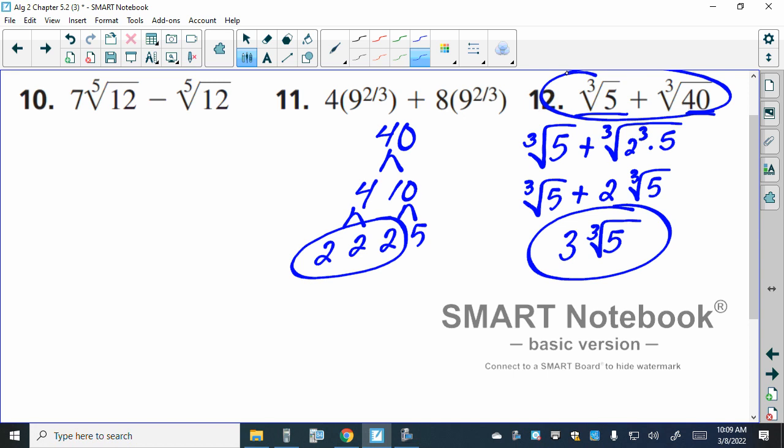Any questions on this here? And with a problem like this, if they didn't turn it into a decimal, we know that we'll have to have a cubed root of 5, because that doesn't simplify any further without turning it into a decimal. So any answer that did not have a cubed root of 5 would not be the correct answer.